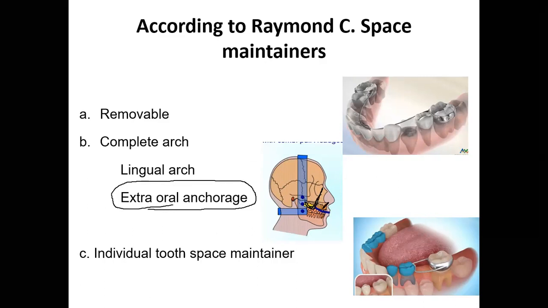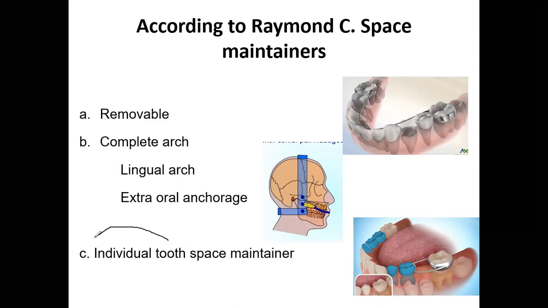We are not taking support from any of the teeth. We are not using any of the muscles of the oral cavity. We are taking support from outside the oral cavity, so we are calling it extraoral anchorage. So this is a complete arch space maintainer in which we use a face bow.